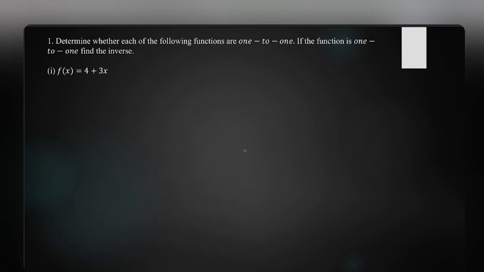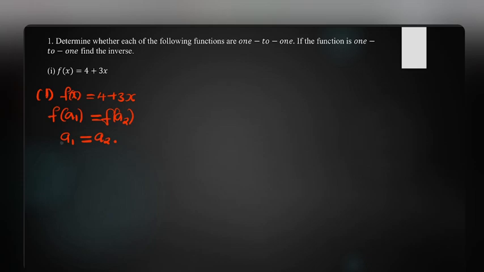That's what it means. So we are given the first equation, which is part 1, and the function that we have is f of x equals 4 plus 3x. For a function to be one-to-one, when f of a1 equals f of a2, the output should be a1 equal to a2. Once we get this, it tells us the function is one-to-one.